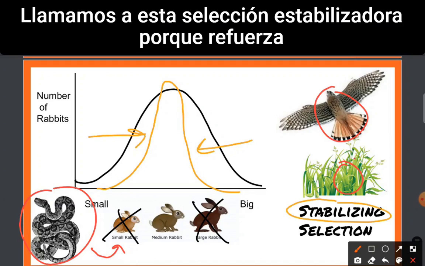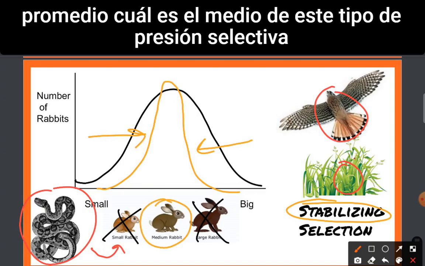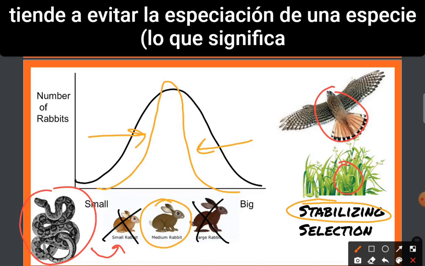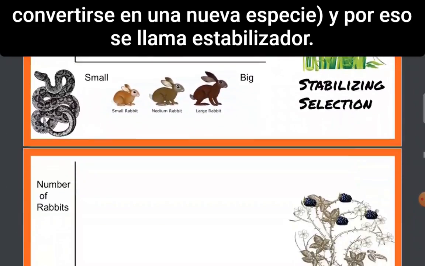We call this stabilizing selection because it reinforces the average. The stabilizing selection will reinforce the average, which is the medium. This type of selective pressure tends to prevent a species from speciating, which means to become a new species. And that is why it is called stabilizing.